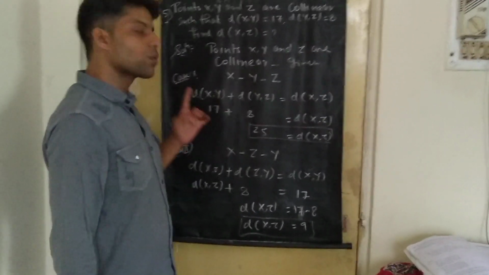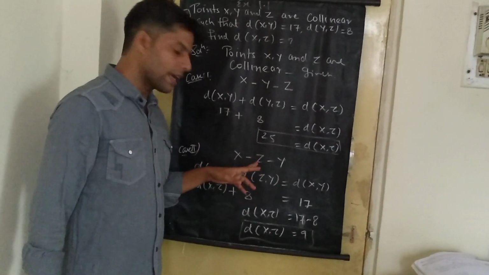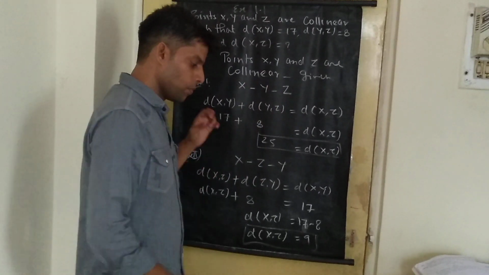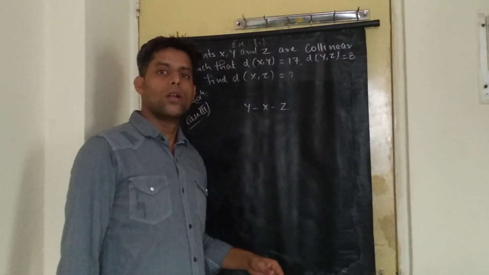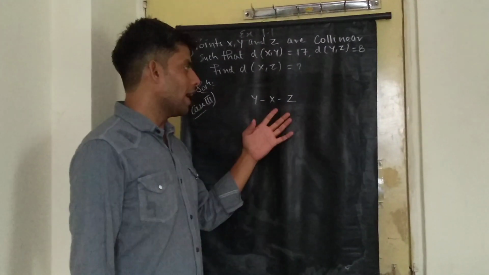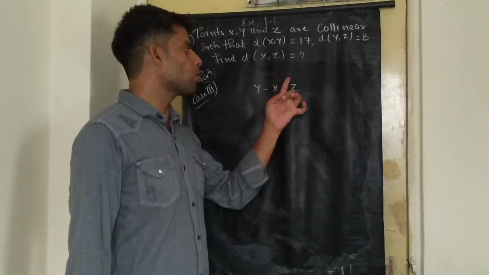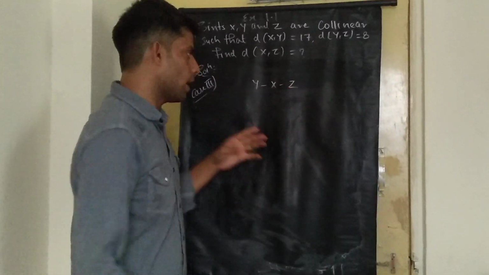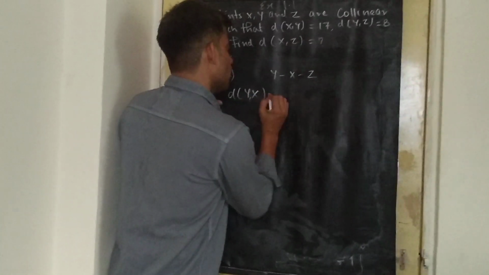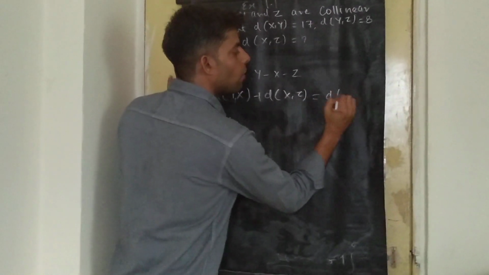Now students, it is going to be case 3. Once we have taken y in between, second time we have taken z in between, now we'll take x in between y and z. So in case 3, we'll take x in between y and z. Now as we have done previously, we can see from here distance of yx plus distance of xz is equal to distance of yz. Let's write down over here.